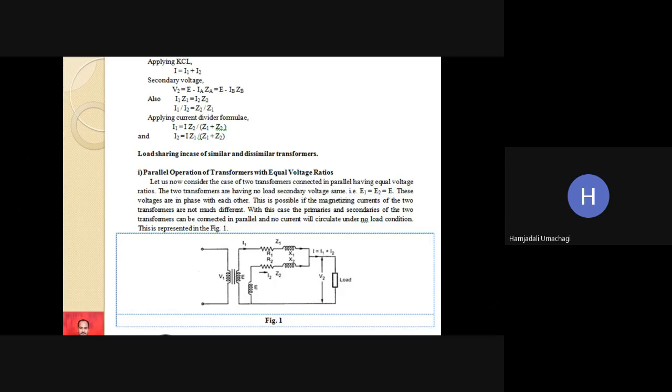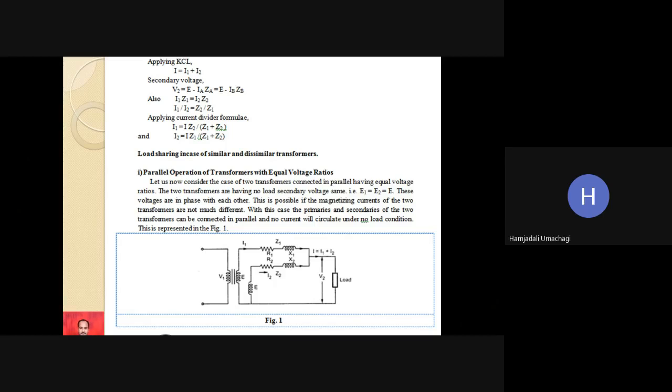This is possible if the magnetizing currents of the two transformers are not much different. In this case, the primaries and secondaries of the two transformers can be connected in parallel and no current will circulate under no load condition. If the magnetizing currents of both the transformers are the same, then no current will flow under no load condition.